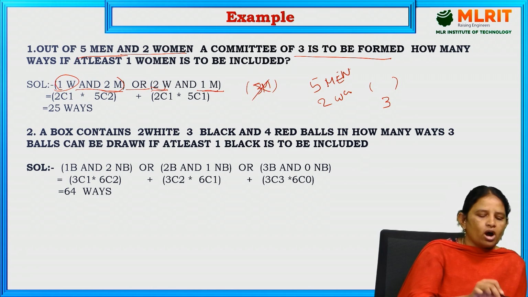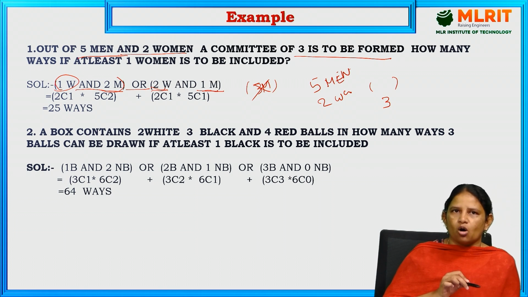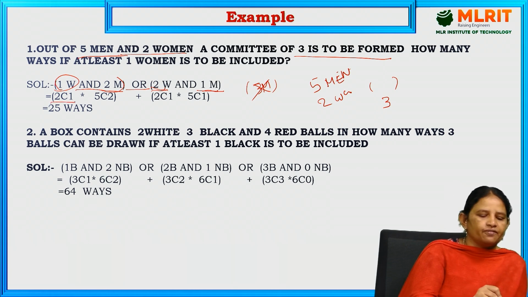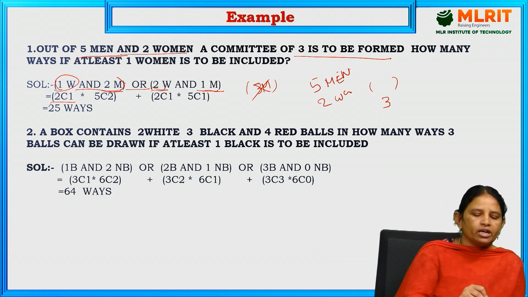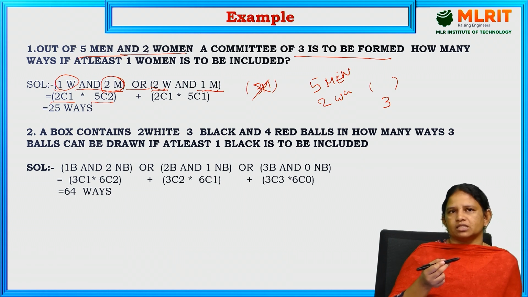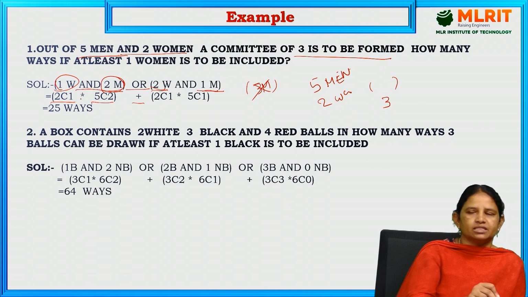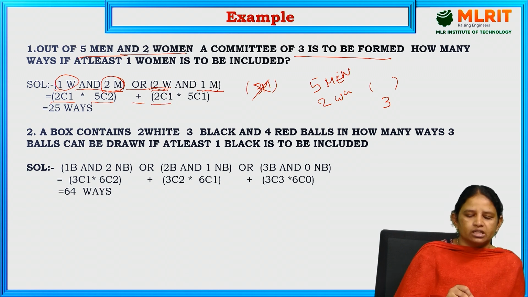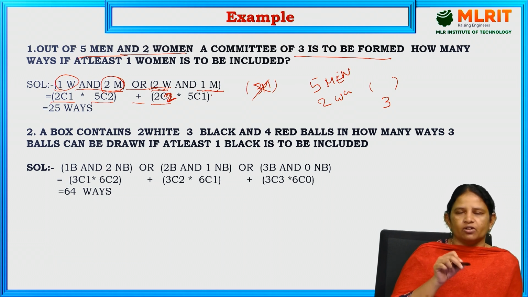Next, 1 woman can be chosen in how many ways? There are 2 women. Out of 2, you have to select only 1 woman. So 2C1. Then in how many ways can we select men? 5C2, as there are 5 men. Plus means the OR operator. 2 women: in how many ways can we select 2 women? 2C2 ways. Plus how many ways can we select 1 man? That is 5C1.